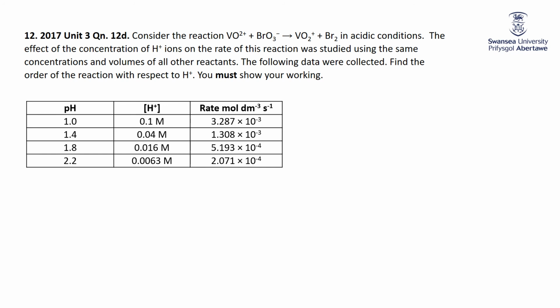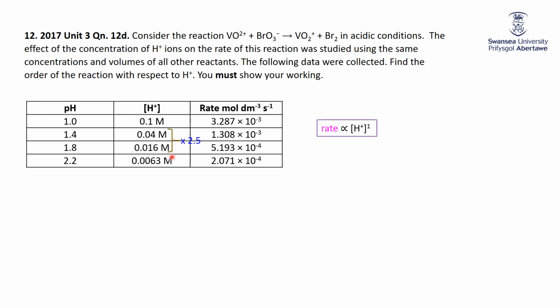Now let's compare values. If we look at 1 and 2, the difference between them is 2.5: 0.04 to 0.1 goes up 2.5. And let's compare the rates here. 1.308 to 3.287 is 2.51, which is 0.01 between friends. So that would imply proportional. But we've got more than one set of data, so always check ourselves.